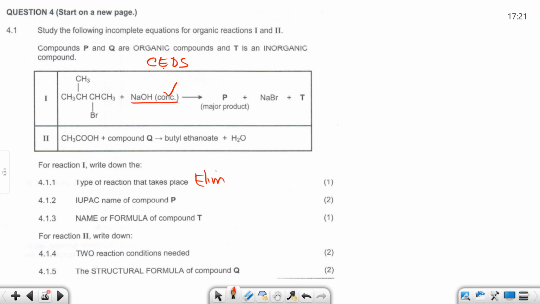Whatever you want to say now, please throw it out of the window. When we use concentrated, it is what? Elimination. Once you use concentrated acid or base, the end product or the reaction is what? Elimination. In hydrolysis, we use a concentrated base.